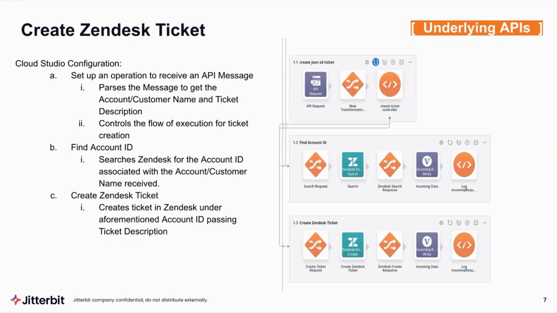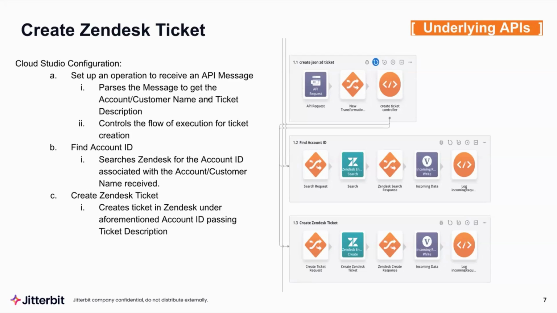that can then be called by consumers. Here we receive the request from a consumer, and the first thing that we're going to do is parse the incoming message. In this particular case, the incoming message contains the account or customer name, and also contains the ticket description, because our intent is to create a ticket in Zendesk. So we need the customer or account name and also the description.